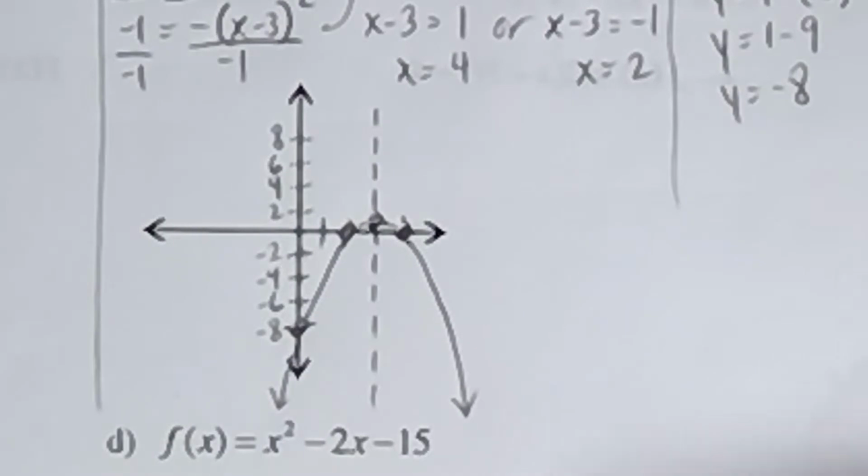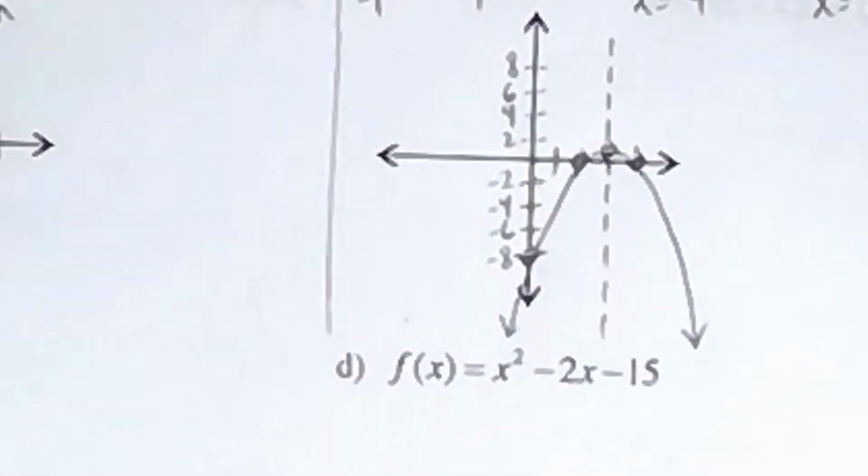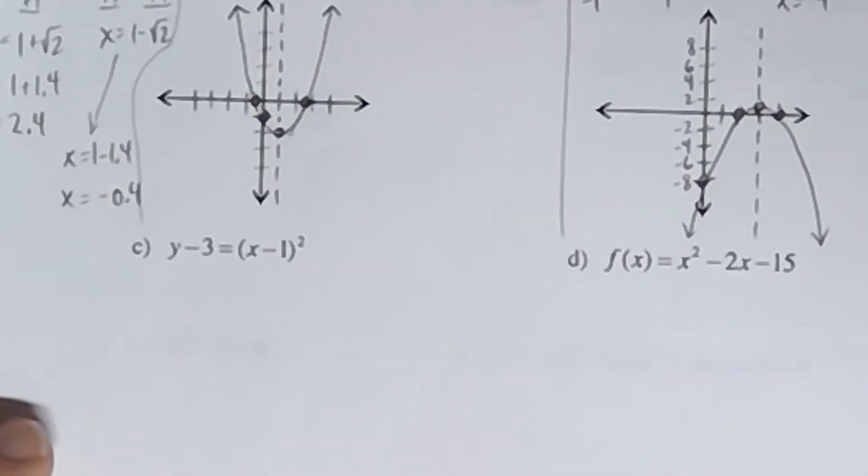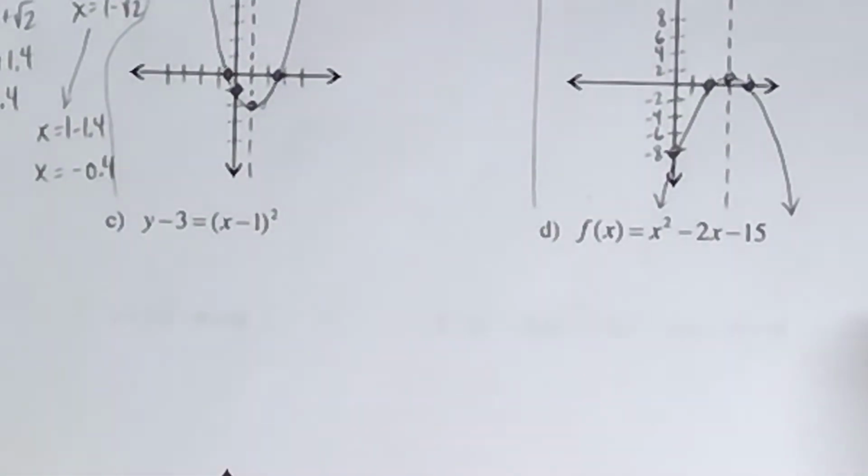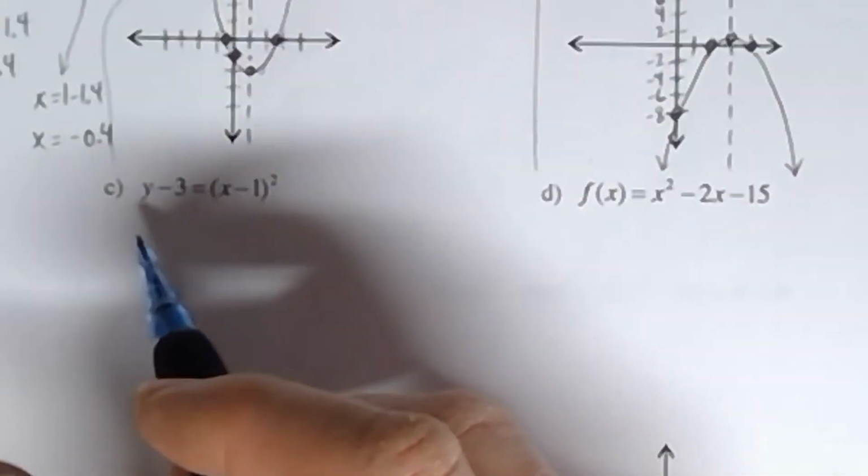Okay, let's move on to the next one here, problem C. This one looks a little bit different and it's going to have some different things going on with it within the problem as well. But first of all, the y is not by itself, is it?